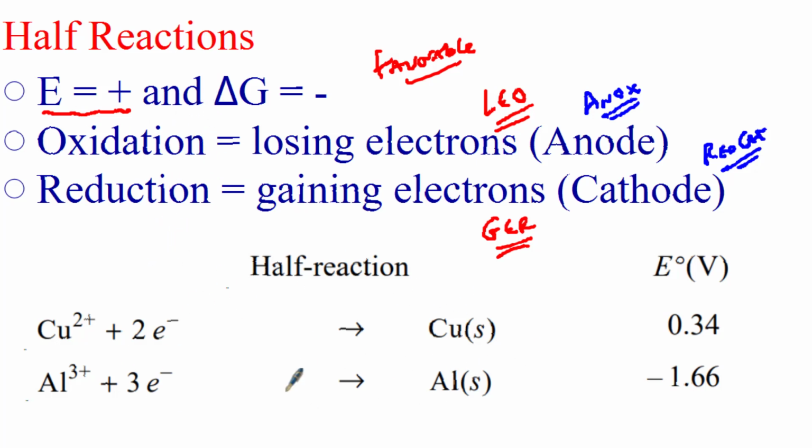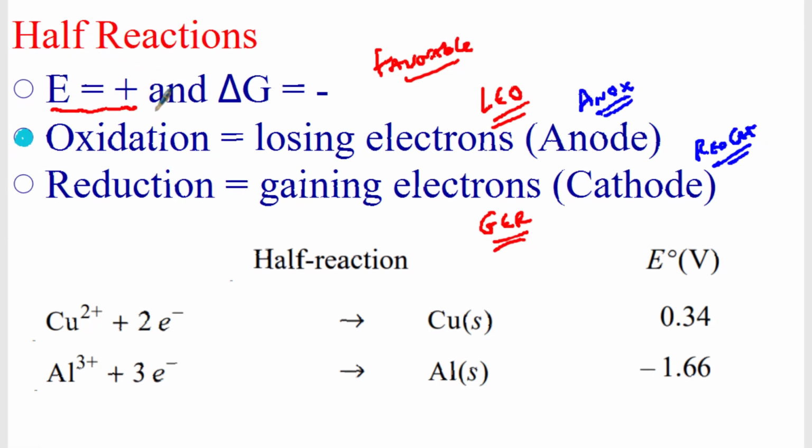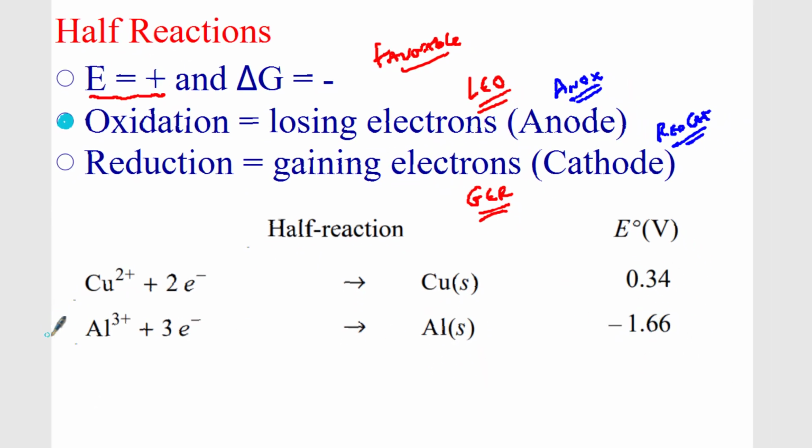Which means you can see both of these half reactions are gaining electrons. Copper plus 2 electrons. Aluminum plus 3 electrons. They're both reduction half reactions, which means I'm going to have to flip one reaction. The reaction that I flip is going to be the oxidation reaction. I need to flip the most negative because I want my E to be positive. So we're going to flip this reaction right here.